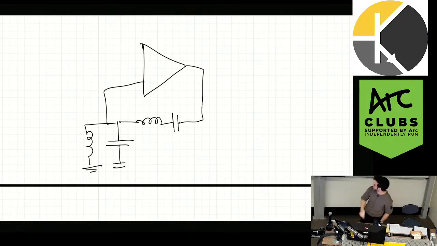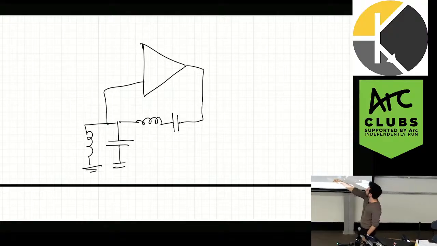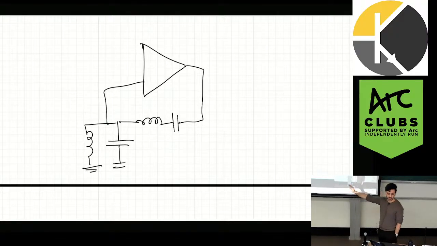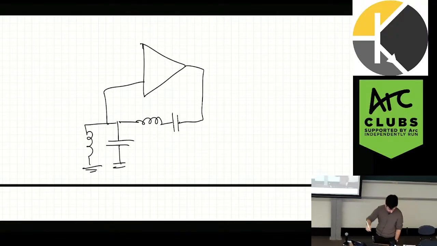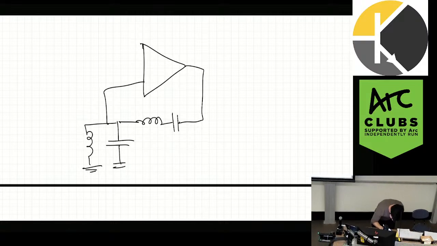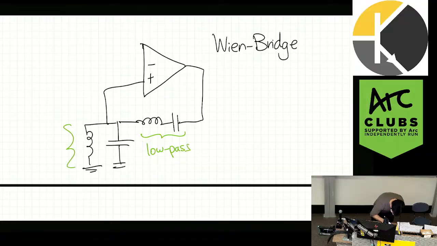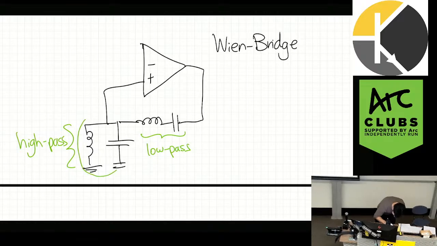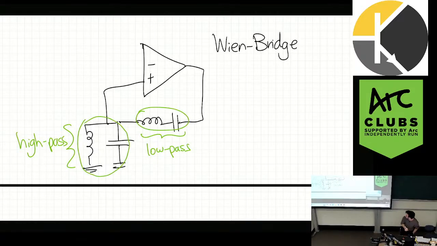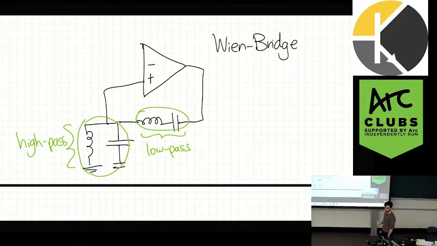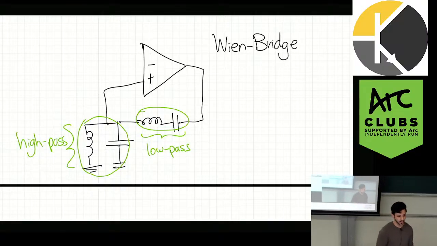Because what I'm concerned with is this: what are these four components doing, right? Forgetting about the oscillator for a second. This is the Wien-Bridge oscillator. Now, this here is a low-pass filter, and this is a high-pass filter. So that is high-pass, that is low-pass. And so what do they make combined? What type of filter? Bandpass.